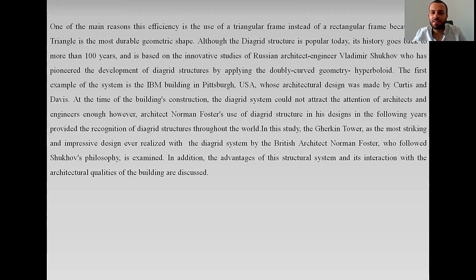In this study, the Gherkin Tower, the most striking and impressive design ever realized with the diagrid system by the British architect Norman Foster, who continued Shukhov's scholarly work, is examined. In addition, the advantages of the structural system and its interaction with the architectural qualities of the building are discussed.